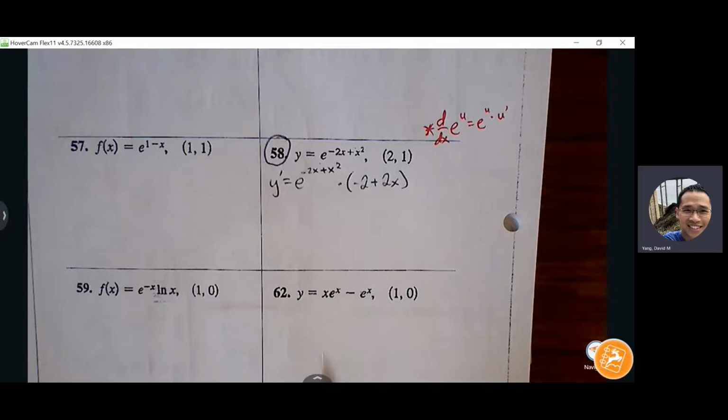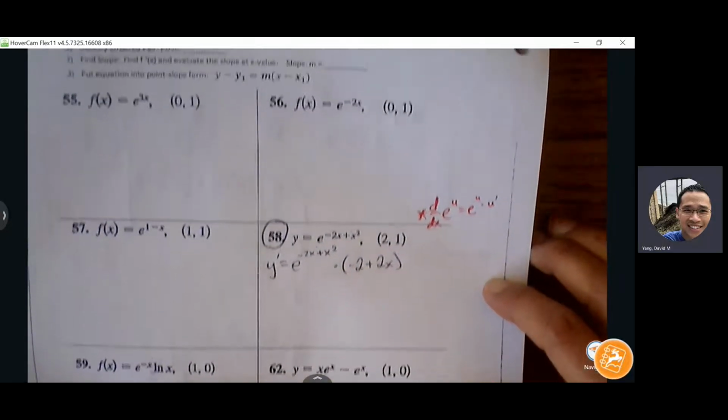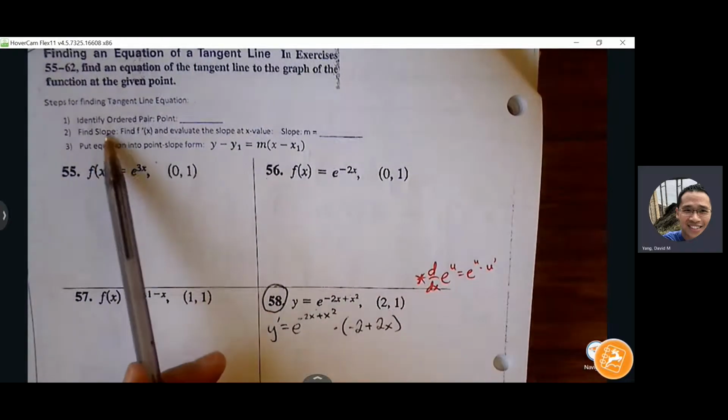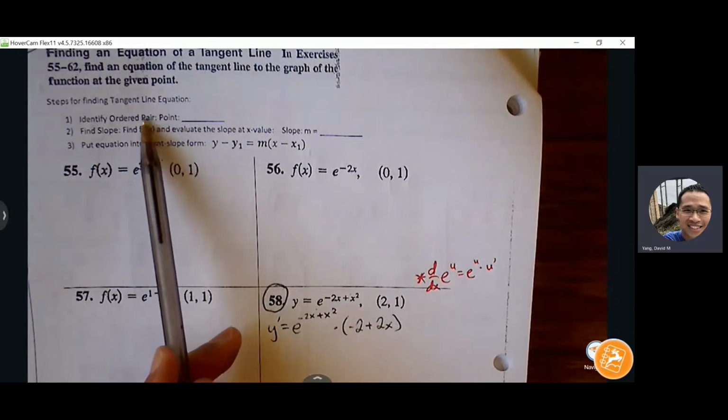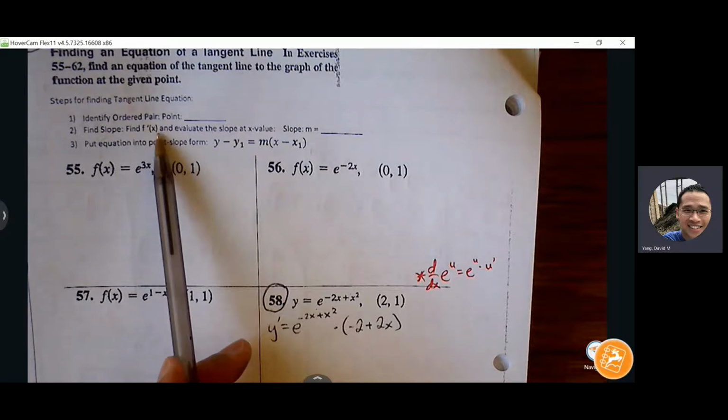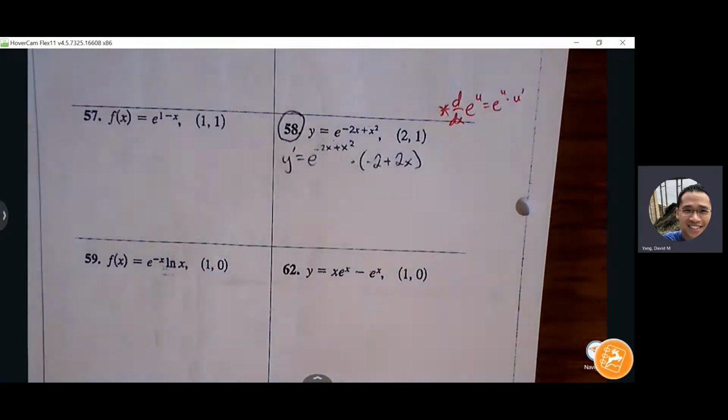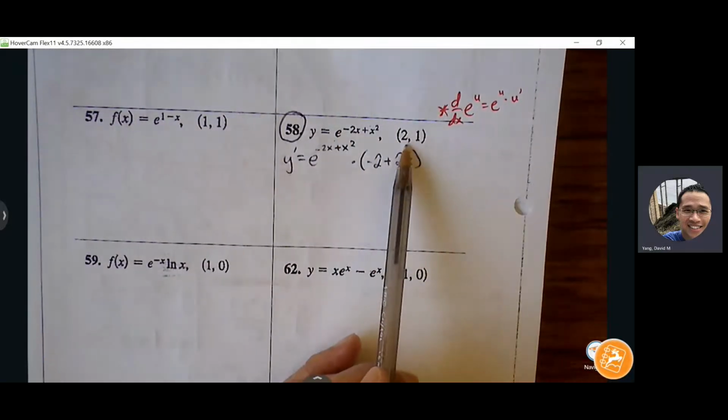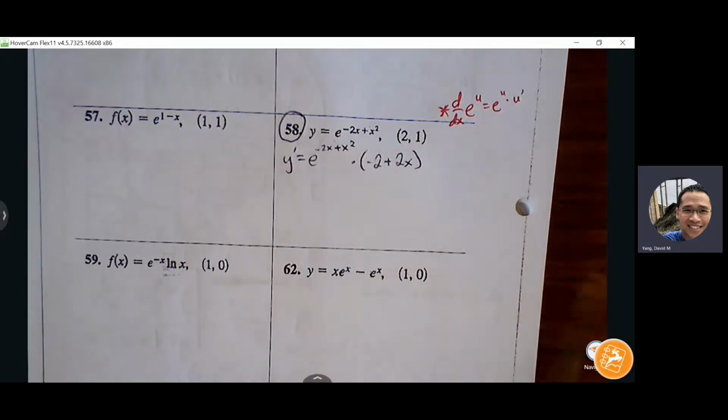Not set equal to 0. We do involve the 2, but we want to find f prime of x. So we're going to do what? We're going to insert 2 into the x, right? Insert 2 into the x.